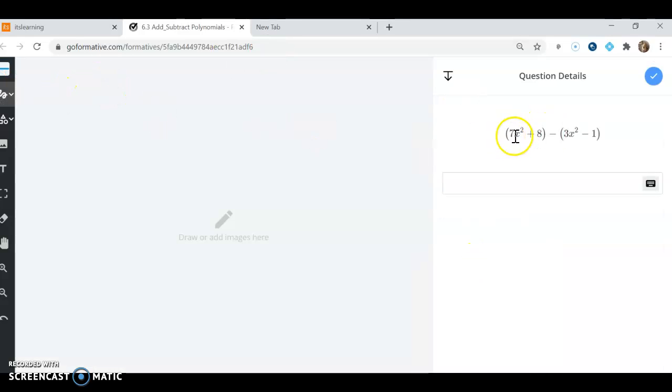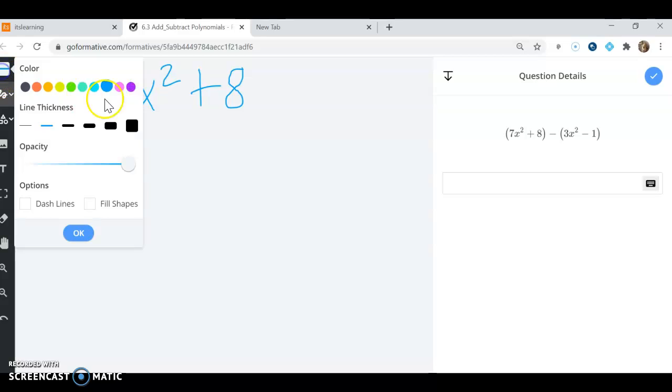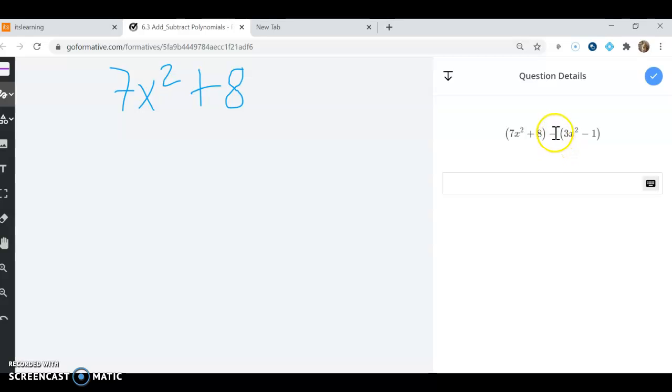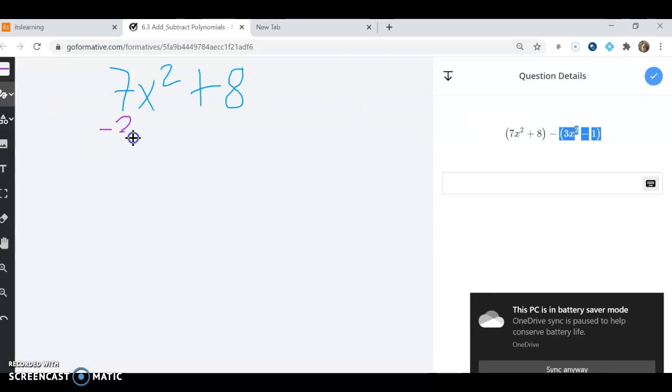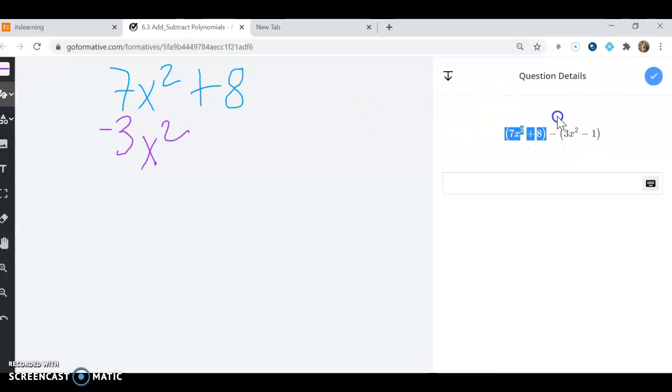So the first thing, there's nothing in front of this parentheses but a 1. So 1 times anything is 7x squared plus 8. So our expression doesn't change when there's a positive 1 outside. Okay, so in this one there's a negative 1, so we have to do negative 1 times 3x squared. So that's negative 3x squared. And then negative 1 times negative 1, so a negative and a negative makes that a positive 1.